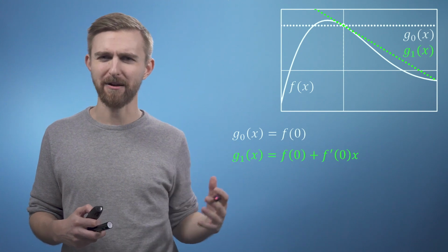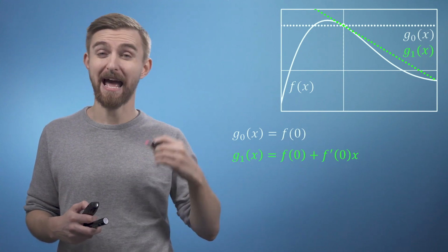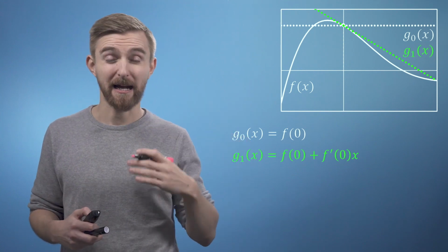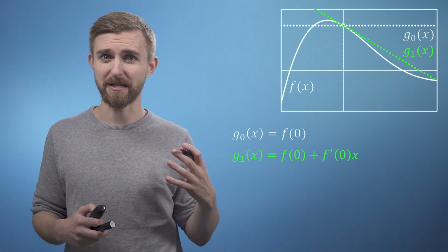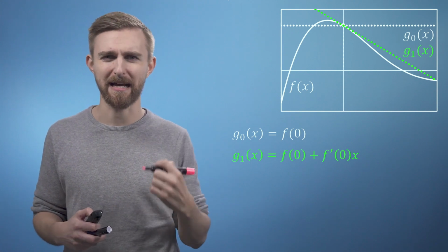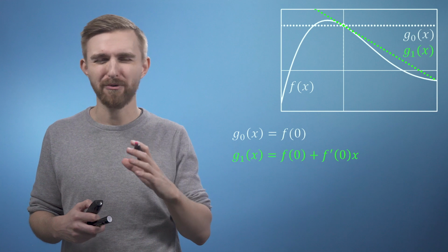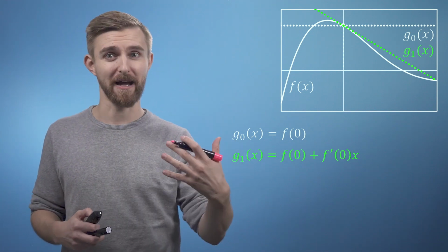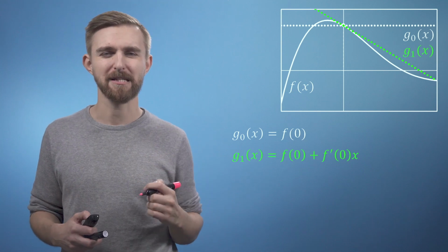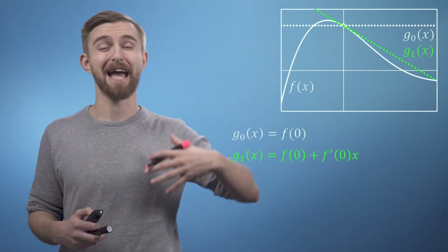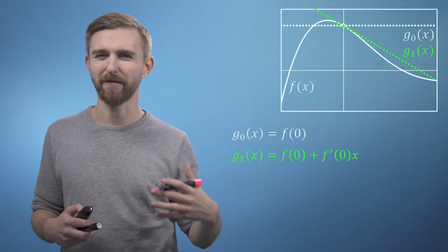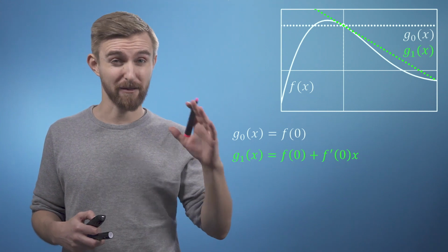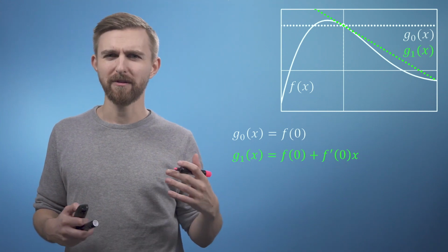And we can also write down its expression, g1 of x is f of 0 plus f dash of 0 times x. This thing clearly does a better job than g0 at approximating f of x near the point x equals 0, but it's still not great. Moving quickly on to our second order approximation, g2 of x, we're going to use three pieces of information: f of 0, f dash of 0, and the second derivative f double dash of 0.